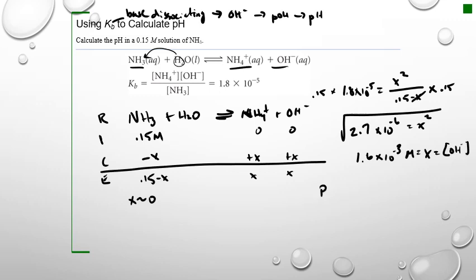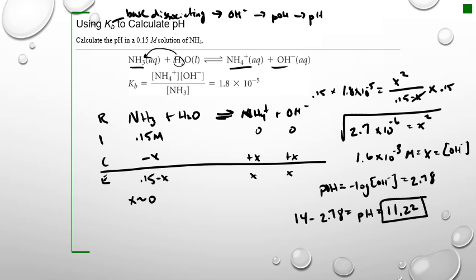So I'm going to do it the easy way. Take pOH being the negative log of the OH minus concentration. And if I take the negative log of 1.6 times 10 to the minus third power, we end up with a pOH equal to 2.78. So now 14 minus 2.78 will equal the pH. So that should leave me with 11.22.